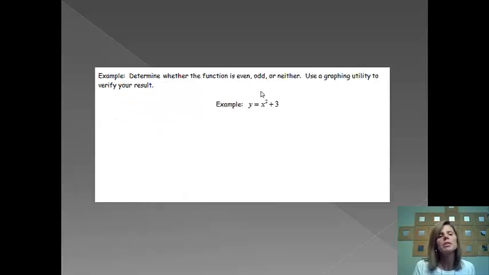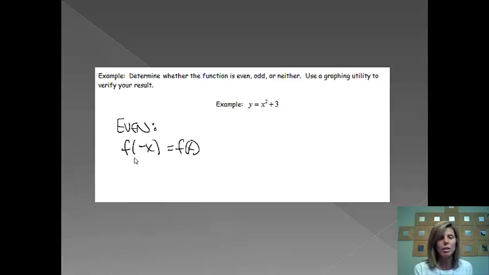Okay, if I do another example, determine whether the function is even, odd, or neither again, and then use a graphing utility to verify your result. This says y equals x squared plus 3. I have a strong feeling that this is going to be an even function because of the squared, so that's the test I'm going to do first. If one of my tests failed though, then I should probably try the other one to see. So my even test is f of negative x is equal to f of x.